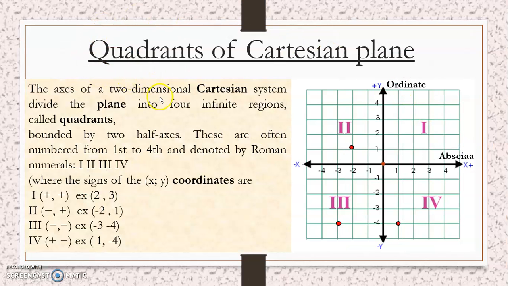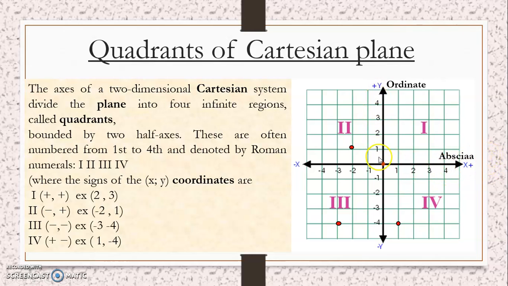Let's now see the different quadrants of the Cartesian plane. So there are 4 quadrants of the Cartesian plane. The axes of the two-dimensional Cartesian system divide the plane into 4 infinite regions called the quadrants, and you already know that these numbers can go till infinity. If we start from 0 over here, we go to 1, 2, 3, 4, and we can go to any positive number. This goes till infinity.